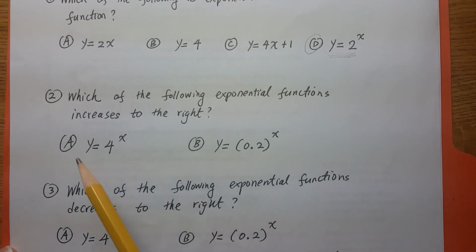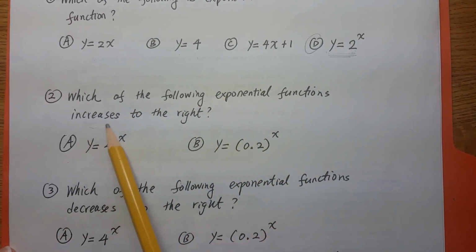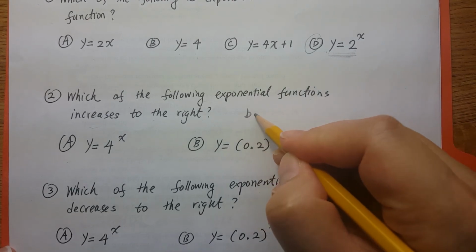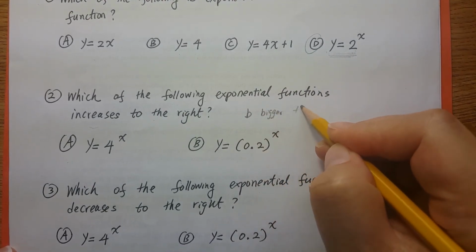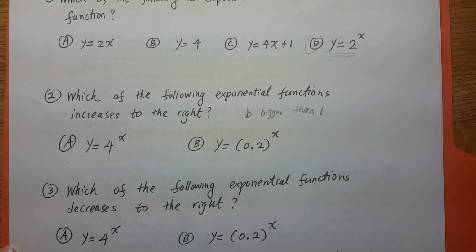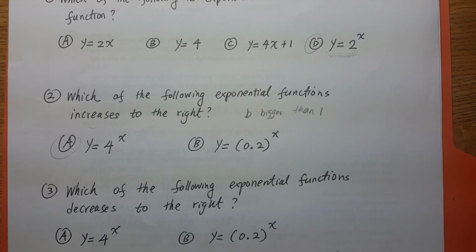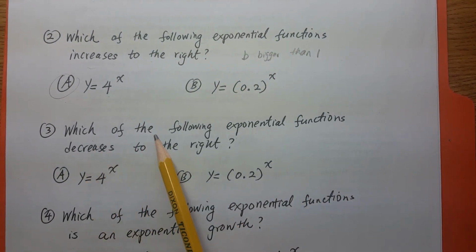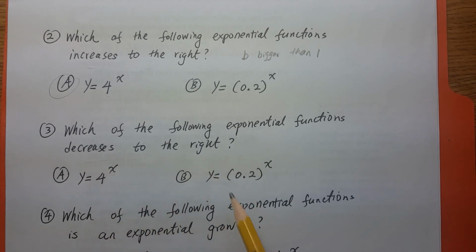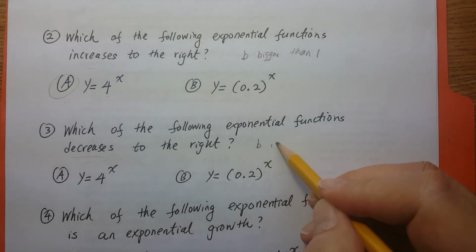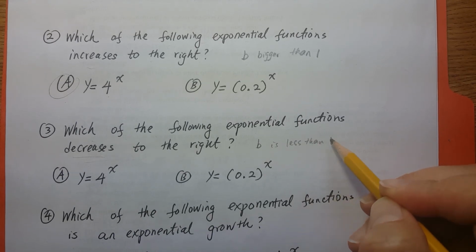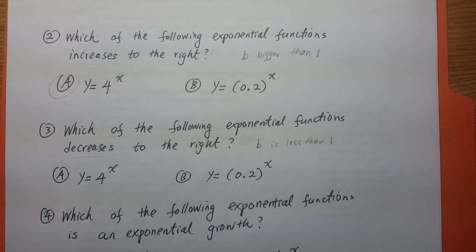Number 2, which of the following exponential functions increase to the right? So that means the b has to be bigger than 1. So now only A is the answer. The base b is 4. It's bigger than 1, so it increases really fast. Number 3, which of the following exponential functions decrease to the right? Decrease, so that means the base is less than 1. You have to go this way. So you can see the answer is B, because the base is 0.2, smaller than 1.